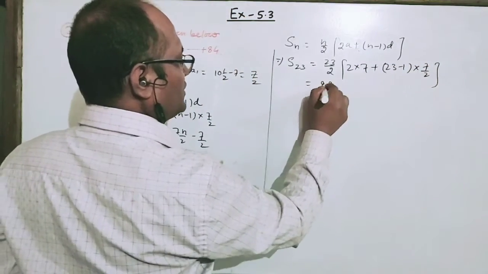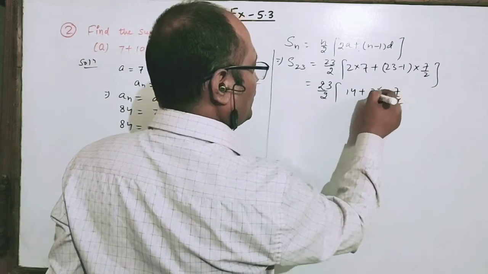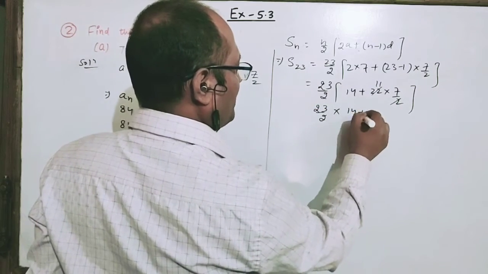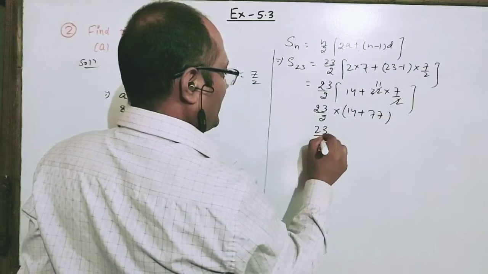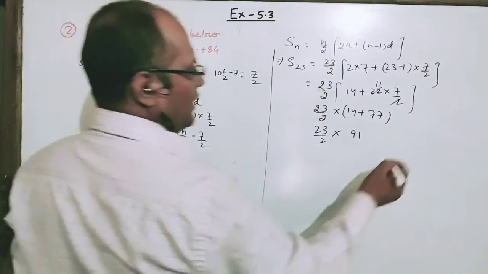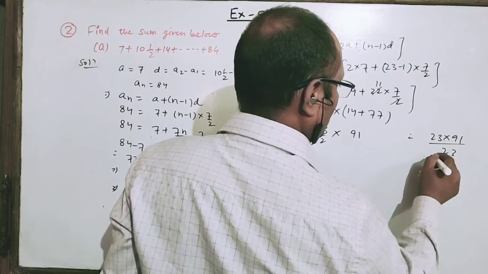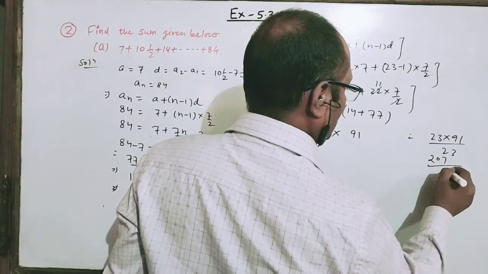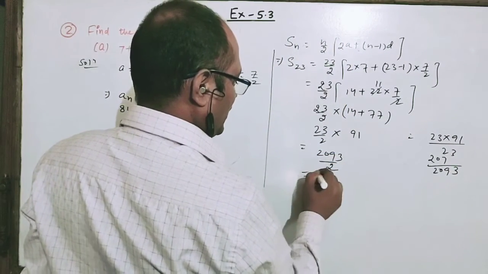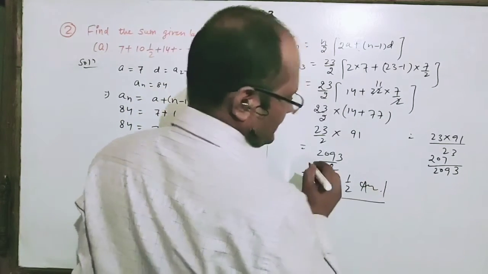It will be 23 by 2, 14 plus 22 into 7 by 2, which is 11. So 23 by 2 multiplied by 14 plus 77. So 23 by 2 multiplied by 91. So 23 into 91. Do it: 23 into 91. What will be the answer? 2093. So 2093 divided by 2 will be 1046 and a half. And this will be the answer.